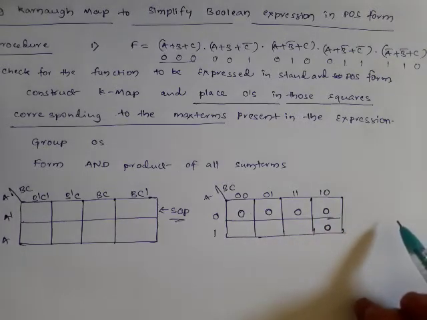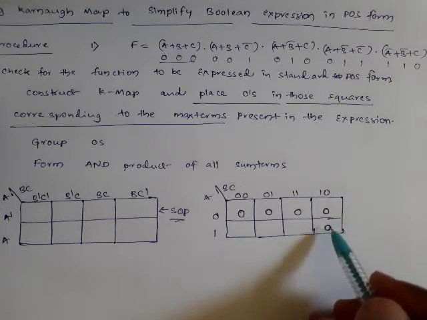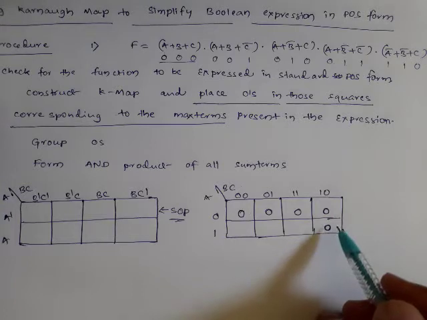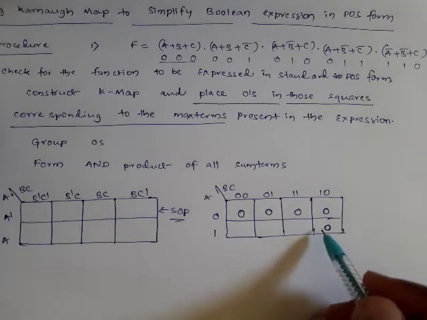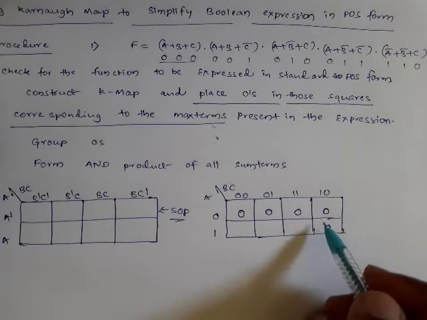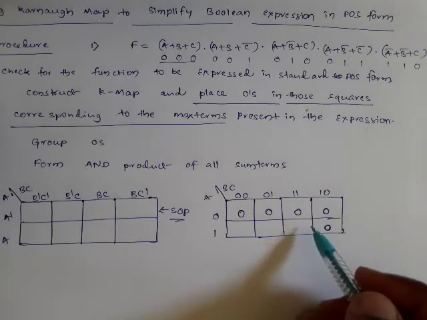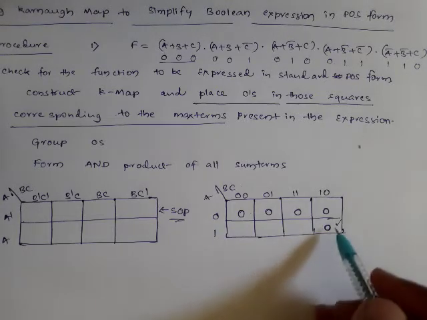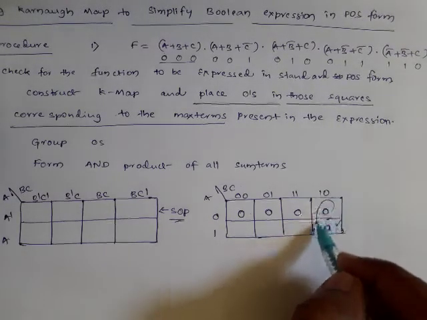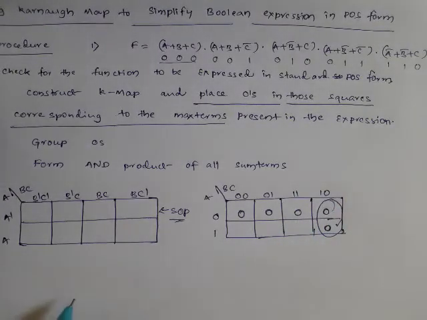And now what we have to do is group the zeros, and for grouping zeros we have to follow the same procedure as we did for grouping ones. First find out the isolated zeros, that is the zero which is not adjacent to any other 0. So there is no such 0. Next go for the zeros which are adjacent to only one other 0. You can see that this is the cell containing the 0 which is adjacent to only this one. So what you have to do is form a group of these two zeros.